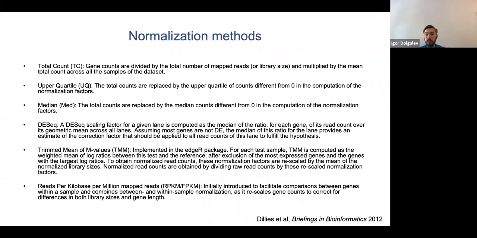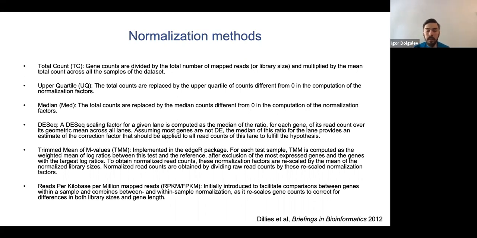There are also different normalization methods, once you have your raw counts. As I alluded to previously, you probably shouldn't look at them directly. There's a very simple normalization, which is just total counts, where you take your gene counts and divide them by the total number of mapped reads, or the library size, and then multiply by the mean total count across all the samples of the data set. So you're normalizing to the total reads, so that a sample that has 1 million reads is going to have, after normalization, the same number as one that had 10 million or 100 million reads at the beginning.